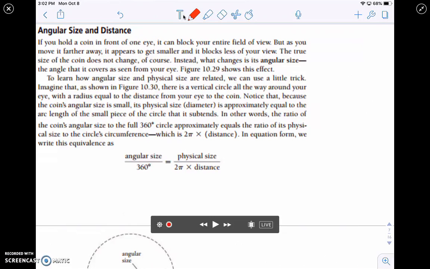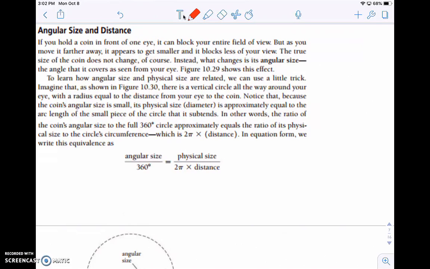Okay, this is part 2 of Unit 10B, and now we're going to be looking at angular size and distance. Imagine if you hold a coin in front of one eye, it can block your entire field of view, but as you move it further and further away, it appears to get smaller and it blocks less of your view. So the true size of that coin doesn't change. Instead, what changes is its angular size, the angle that it covers as seen from your eye.